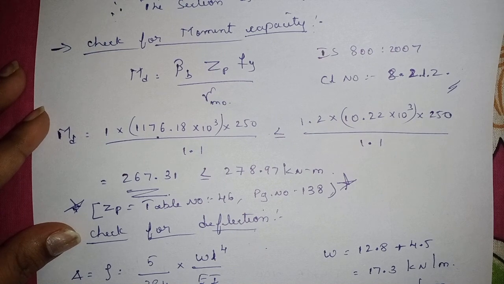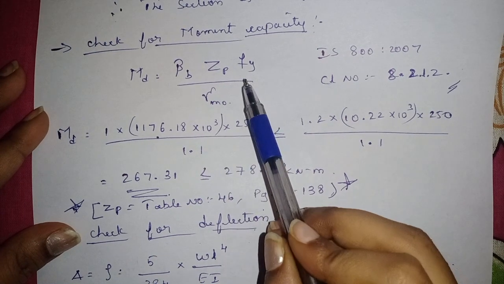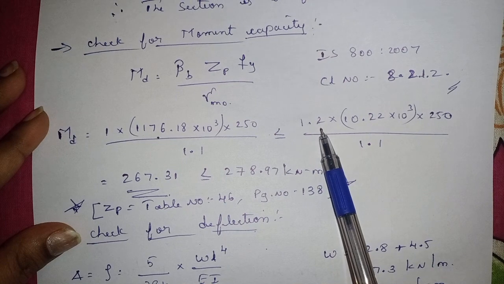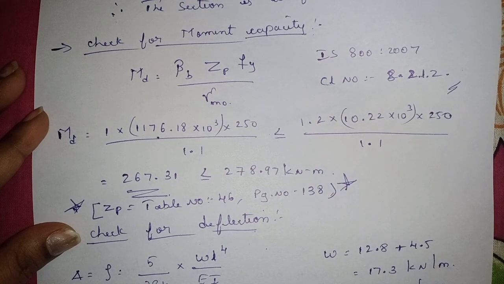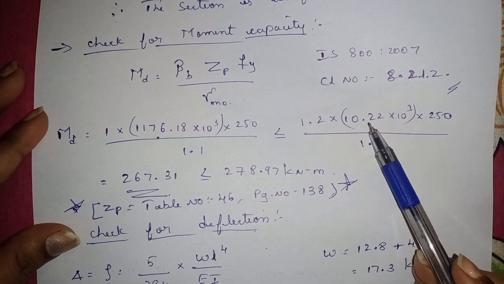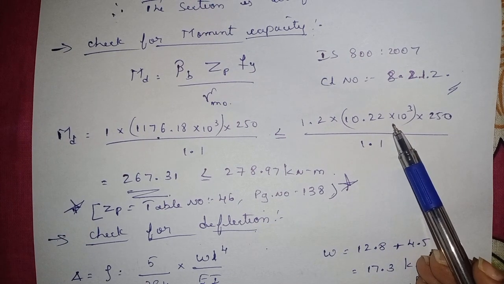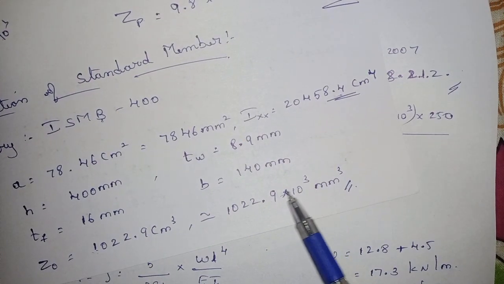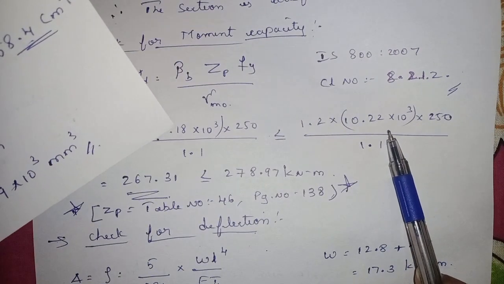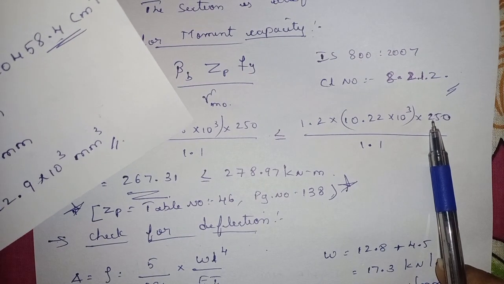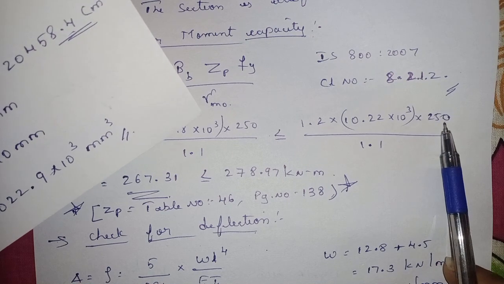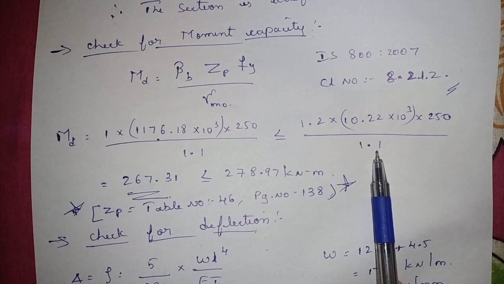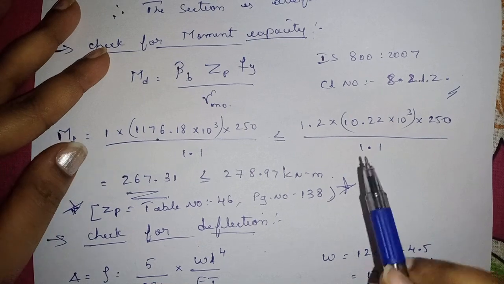Now we need to convert into mm cube, means into 10 raised to 3. Fy is 250, gamma m naught is 1.1, just now I told you. Then 1.2 into ZE, which you will get from your steel table, no? 2.2 into 10 raised to 3. You got it from your steel table, no? Here it is in centimeters, convert into mm. So you will get it as this one, into 10 raised to 3 into 250 divided by 1.1. You got all this, and now you calculate this.